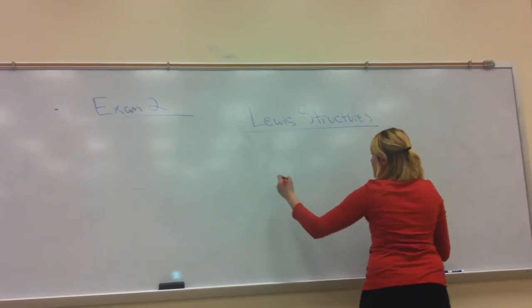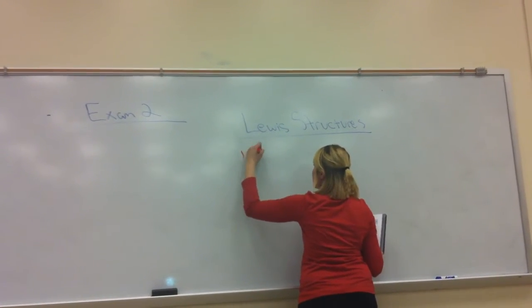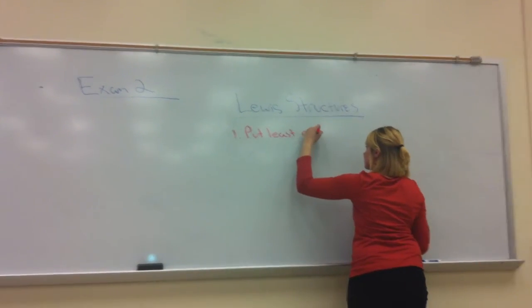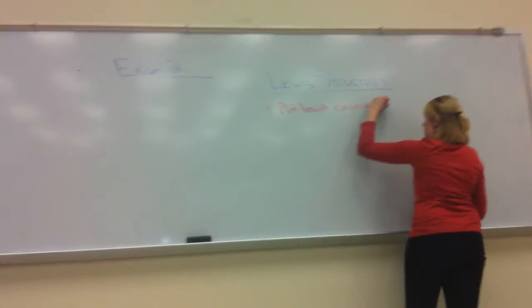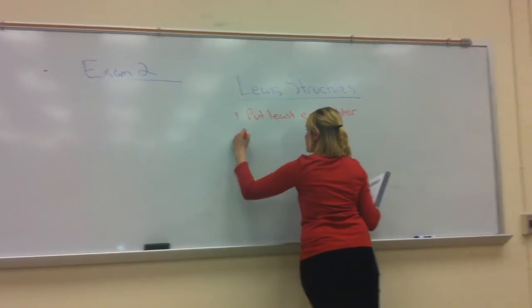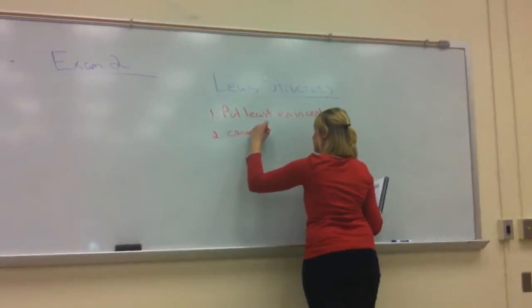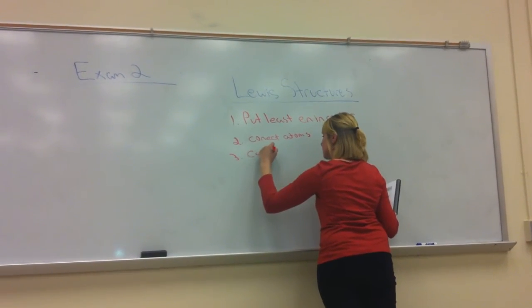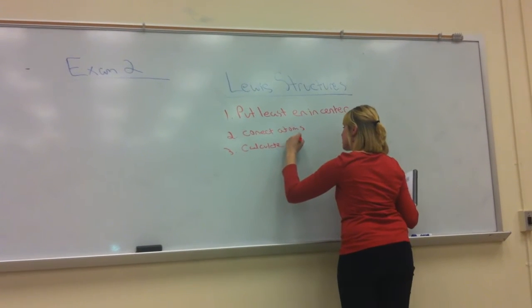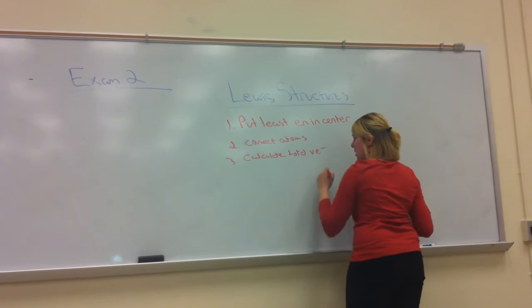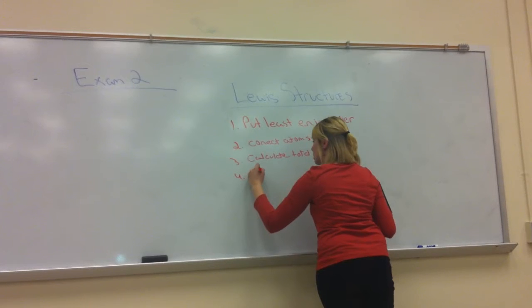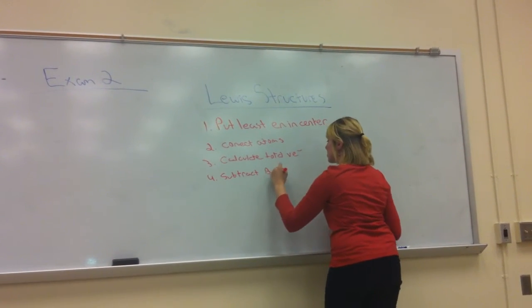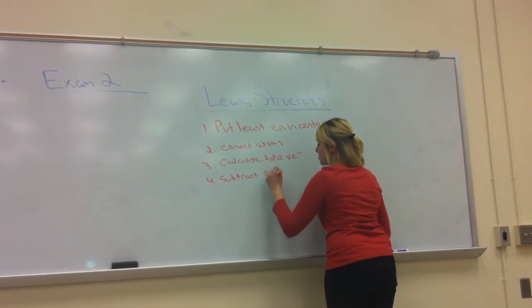Structures. First things first, always put the least electronegative atom in the center. Second, connect atoms. Third, calculate total valence electrons. Fourth, subtract bonded electrons. I know I'm going fast, guys, but we don't have that much time.